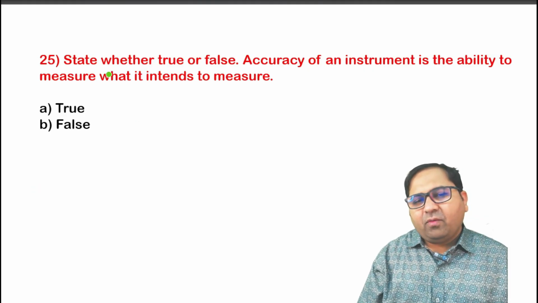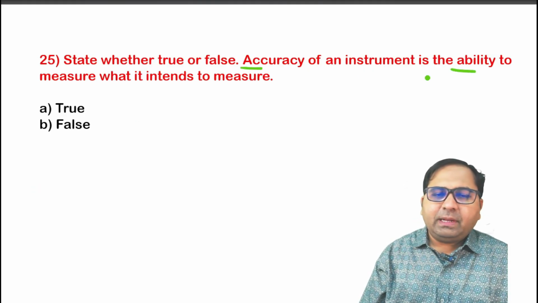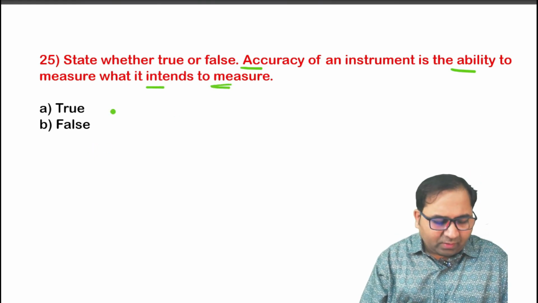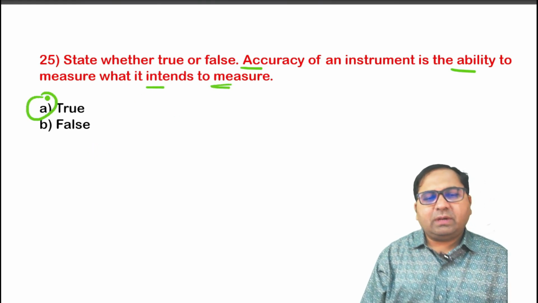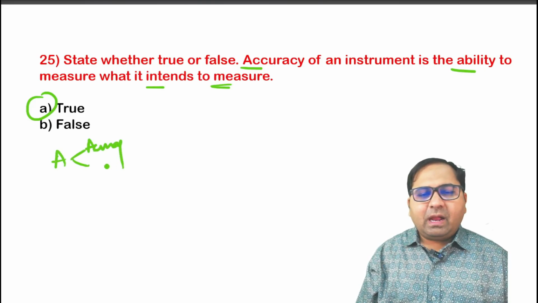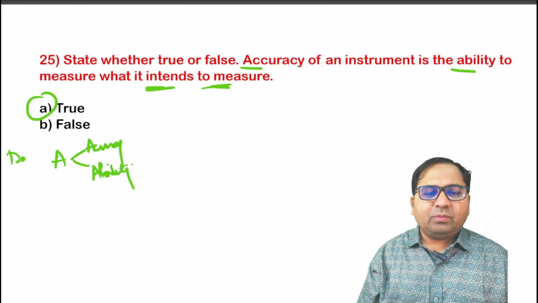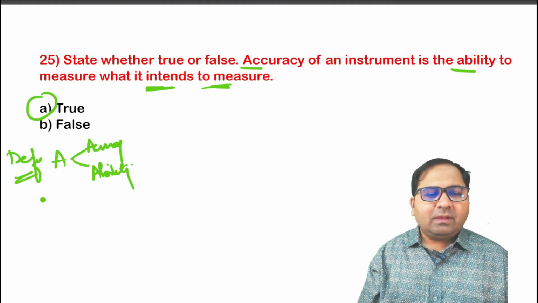Next, state whether true or false. Accuracy of an instrument is the ability to measure what it intends to measure. Is it true or false? The answer is that it is a true statement. Accuracy is the ability to measure what it intends to measure. It is called accuracy. This is the definition, so please remember this.